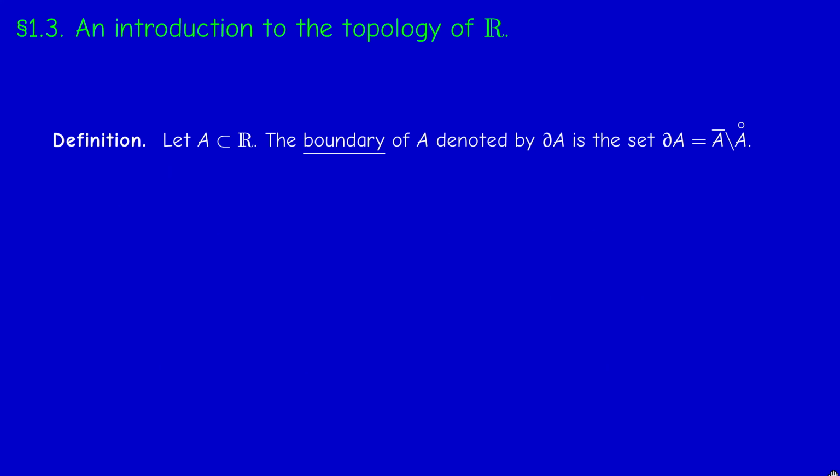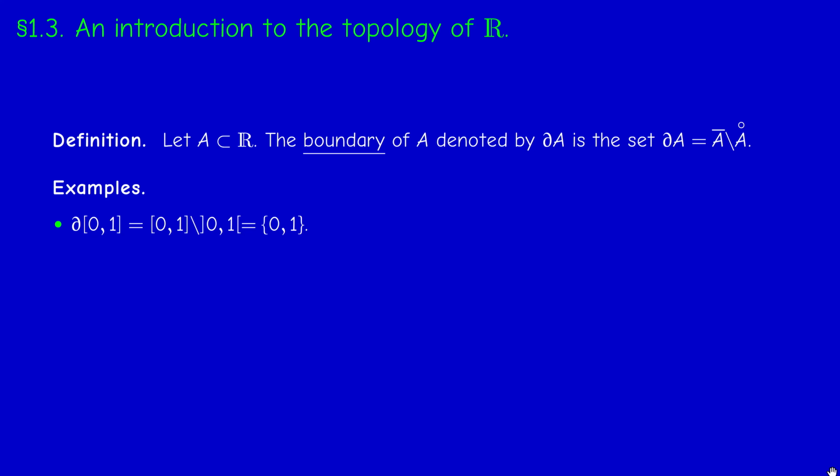Now, last thing in this video is, what do we mean by the boundary of a set? The boundary of a set A, usually we use the notation partial A or del A, a widespread notation for the boundary, is the closure without the interior. And the elements of the boundary are called boundary points. Okay, let's give some examples.